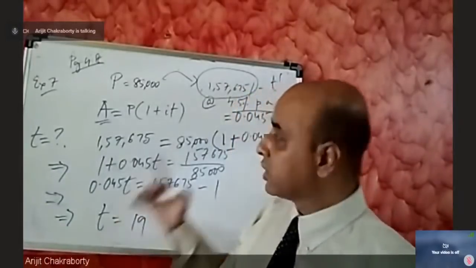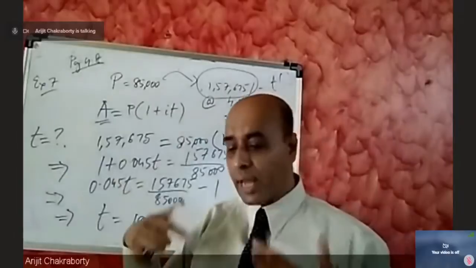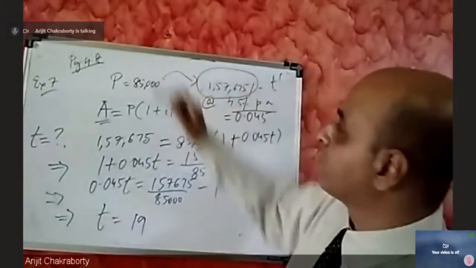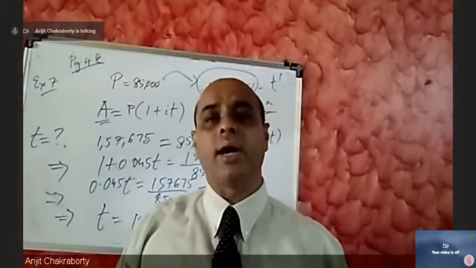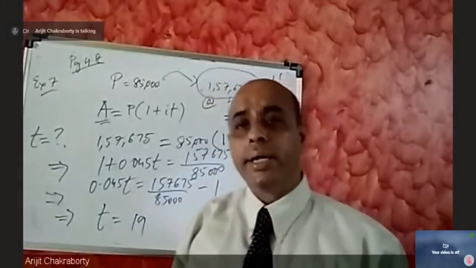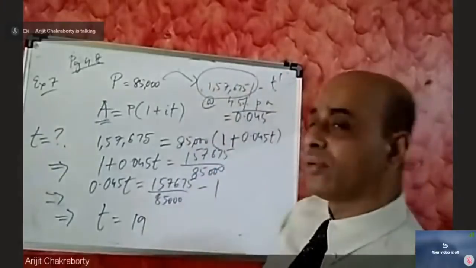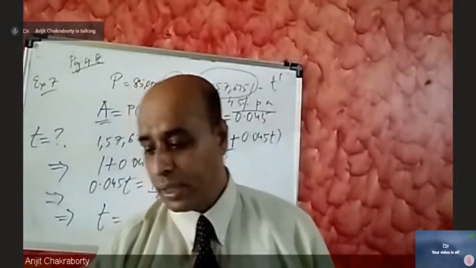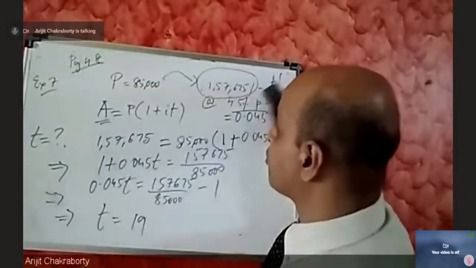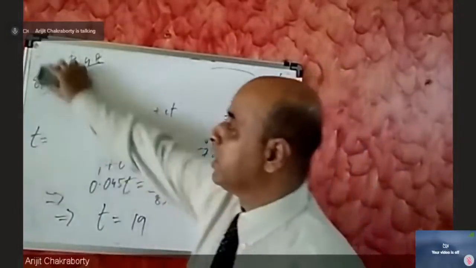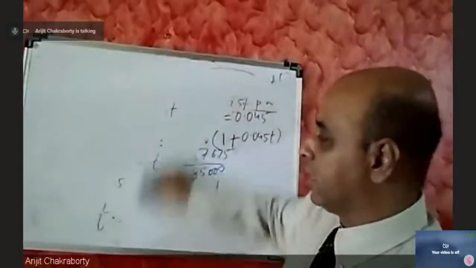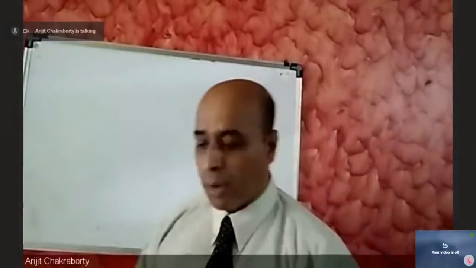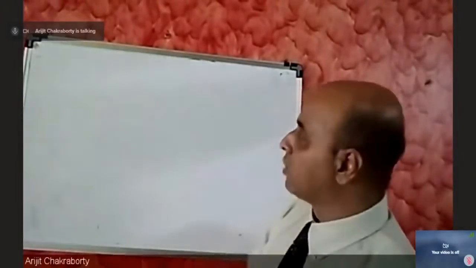And therefore, the time is 19 years. After 19 years, this 85,000 will become 1,57,675 if you apply an interest rate of 4.5% per annum. Okay, so with this, dear friends, we complete the simple interest portion, and now we go to a more interesting area, and that is compound interest, right? So compound interest, very interesting point.